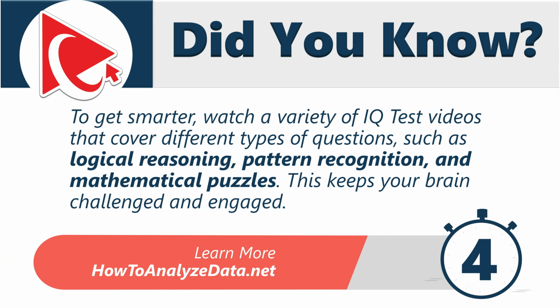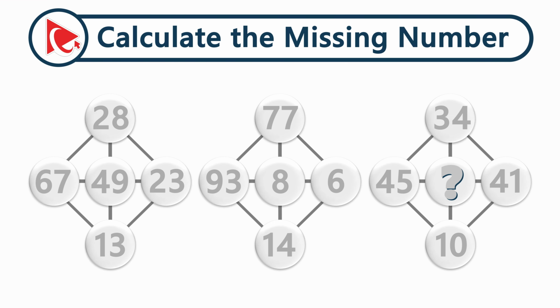You're presented with 3 cool-looking shapes. Each shape, let's call it a rough diamond, has 5 numbers inside. The first shape has numbers 28, 23, 13, 67, and then number 49 in the middle. The second shape has numbers 77, 6, 14, 93, and then number 8 in the middle. And then comes the third shape, third rough diamond. It has numbers 34, 41, 10, 45.